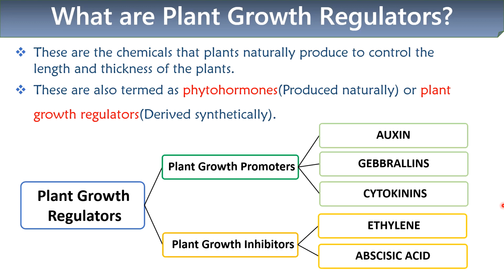Friends, one thing to note is that ethylene can be kept under both classes or categories because it acts as both promoters and inhibitors. Still, its inhibiting features are more than promoting features, that's why it is generally kept under inhibitors. Now, let's understand each hormone in detail along with their function.